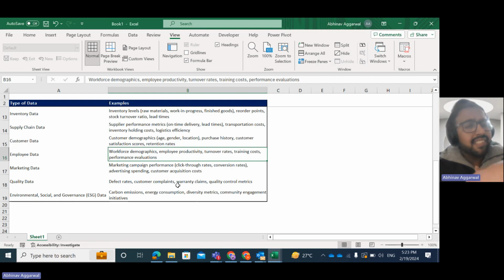And last is ESG data, environmental, social, and governance data, where you can ask for data like carbon emissions, energy consumption, diversity metrics, and the community engagement initiatives that the company has undertaken. Again, this is not a detailed list, just examples of different kinds of operational data you can expect. And the disclaimer: this will differ from company to company and industry to industry. What I would want you to learn is the methodology and the thought process. Whenever you are doing it for the first time, you should know what kind of information to ask your business teams and your corporate teams.